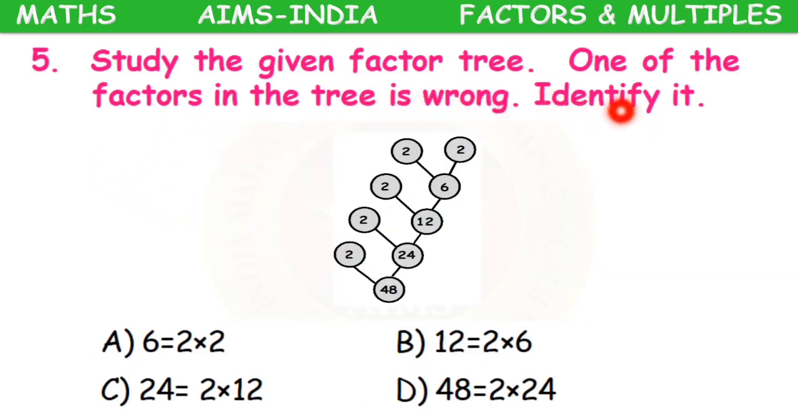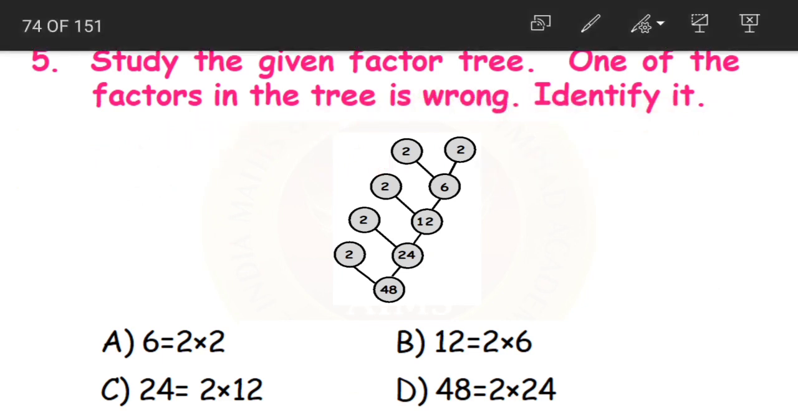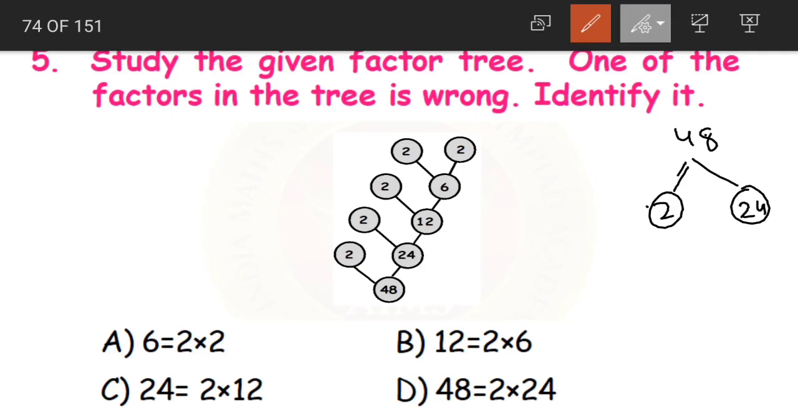Yes, next question 5. Study the given factor tree. One of the factors in the tree is wrong. Identify it. Normally we write the factor tree like this, right? Yes, 48 can be split as 2 into 24. Yes, children, the same tree is written upside down here for your convenience. Yes, if you are confused by this, you can write the normal version of it.